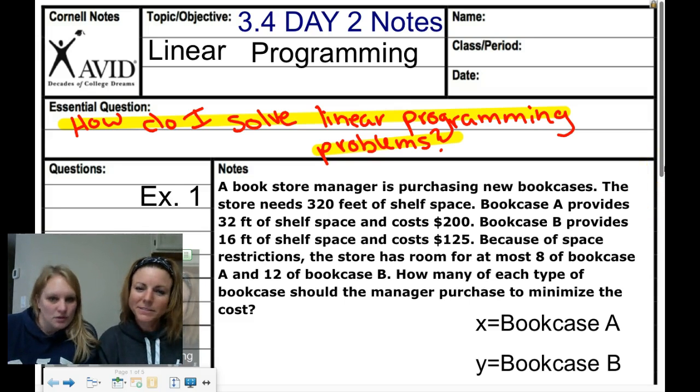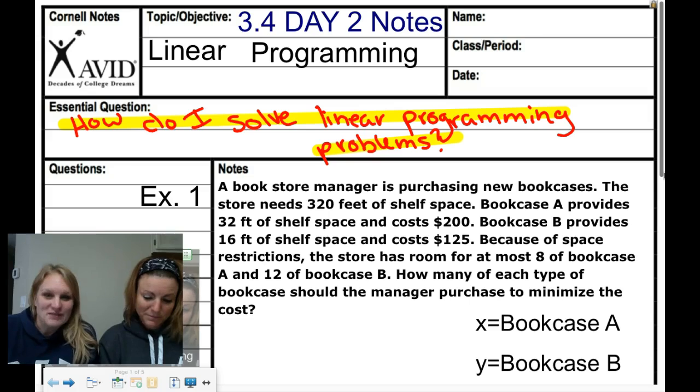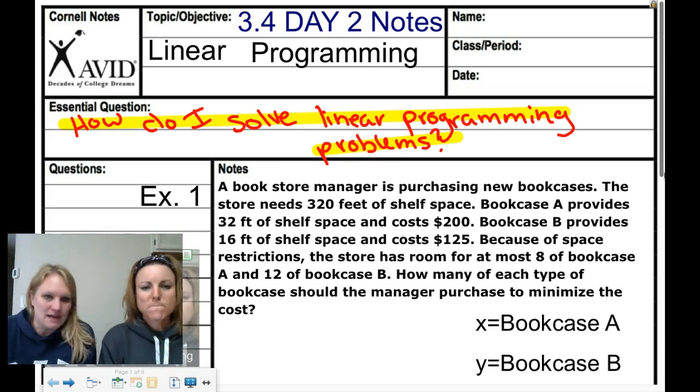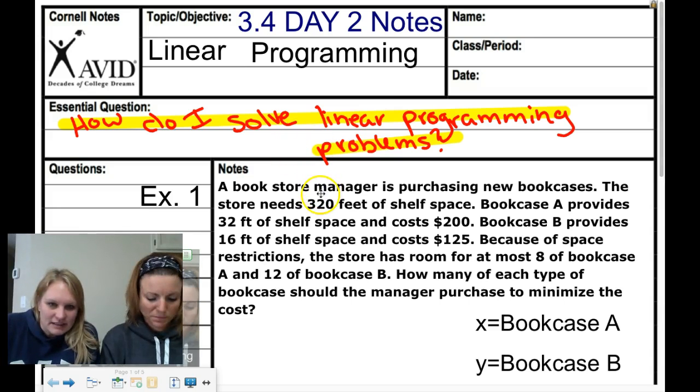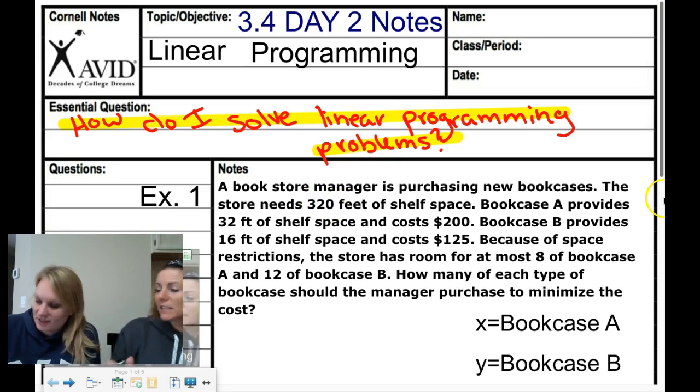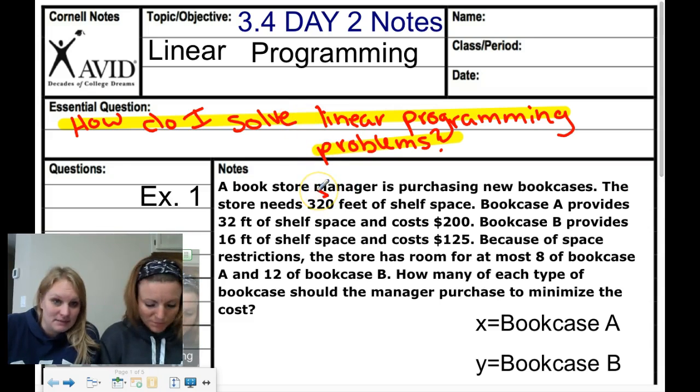It says a bookstore manager is purchasing a bookcase. The store needs 320 feet of shelf space total. So that's total. They need at least that much. I'm going to quickly write a less than sign so I remember. Wait. At least is the other way around, so it's going to be greater than. Yeah, they need at least that much. Silly mistakes we all make.